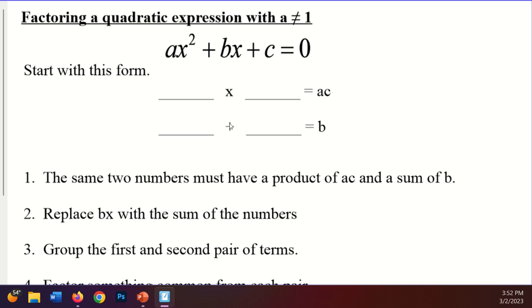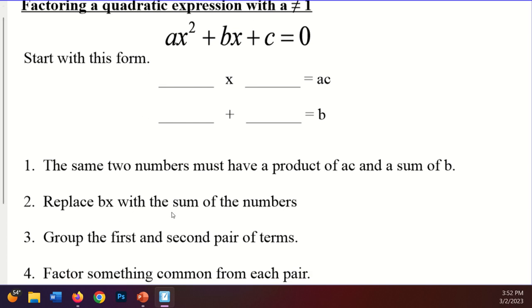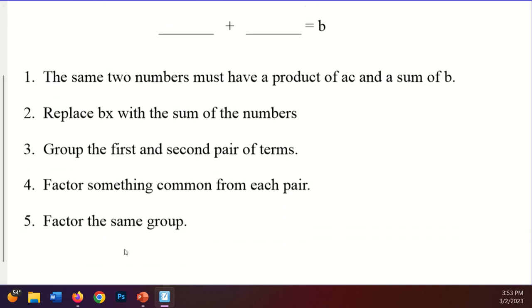And then we'll find two values that multiply to that and add up to b, and then we'll replace this middle term with the sum of whatever these two numbers are with x. We'll group the first and second pair of terms, and then we'll factor something from each pair. And then we'll factor the same group. So what does that look like?